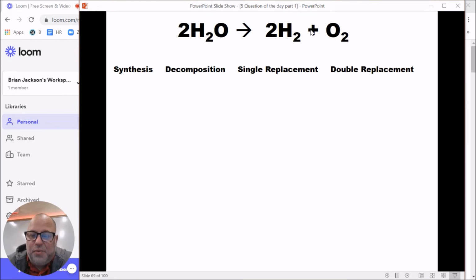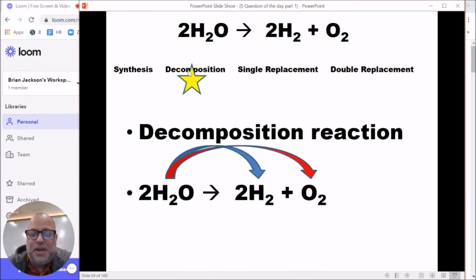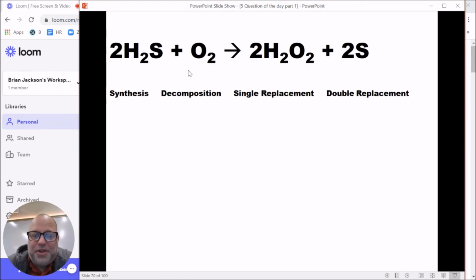Well, look, there's only one plus over here. There's no plus over there. So it's not one of the two replacements. You're already down to a 50-50 shot, right? So what you need to tell me is basically, is it synthesizing something or decomposing something? And look, there's one big thing going on over here, and it's breaking up into little pieces. That's decomposing. Woohoo! Decomposing, right?